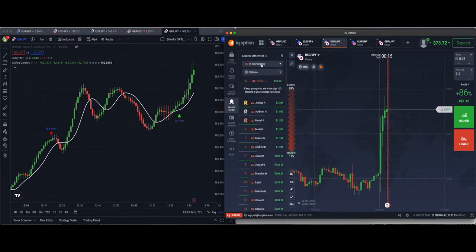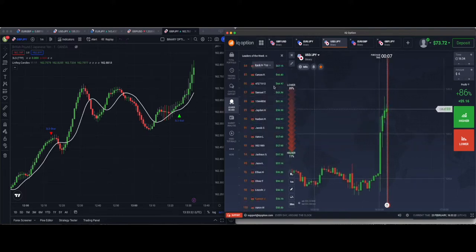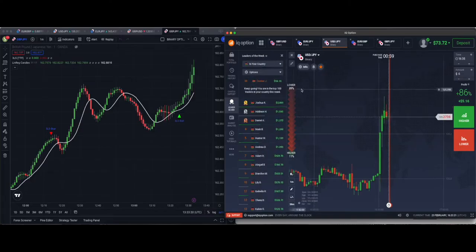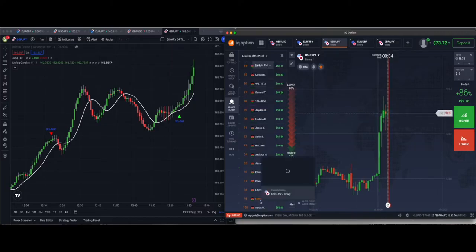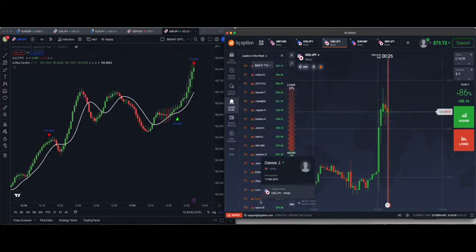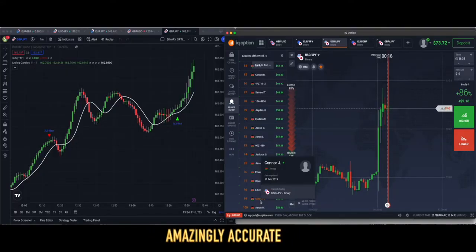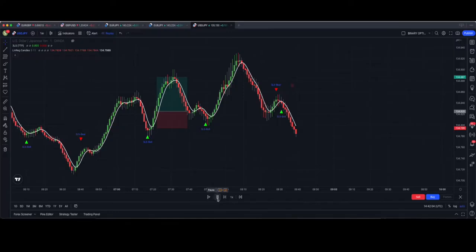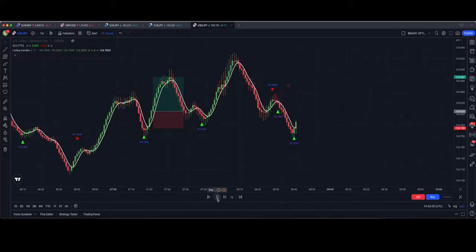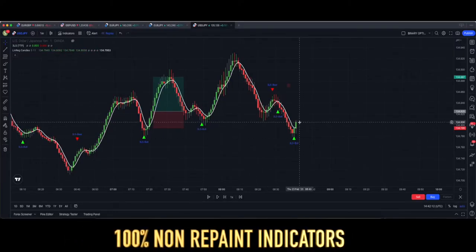Guys, this strategy made me one of the top 100 binary option traders in my country in just one day. No lie, check this out. Tagged by the IQ Option broker itself, the strategy is amazingly accurate. It is a 1-minute candle prediction technique that I discovered using two TradingView indicators that are 100% non-repainting.